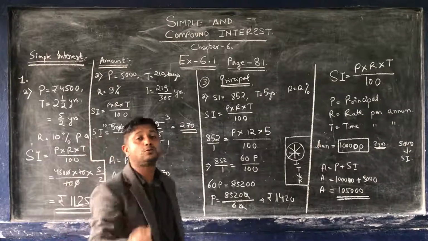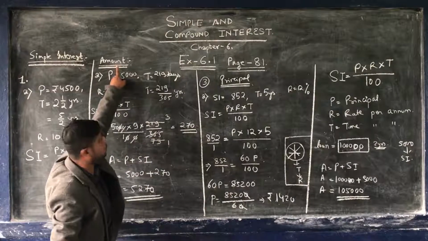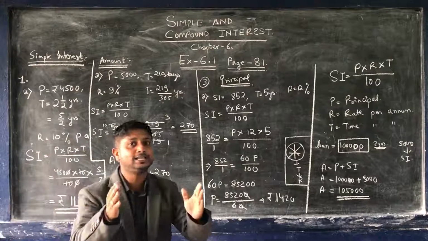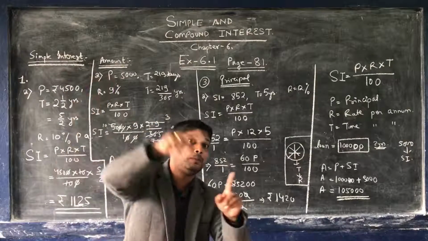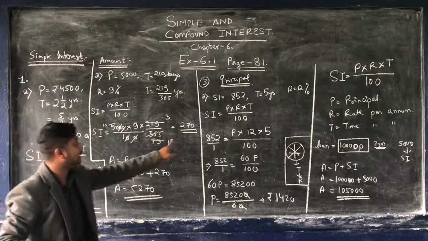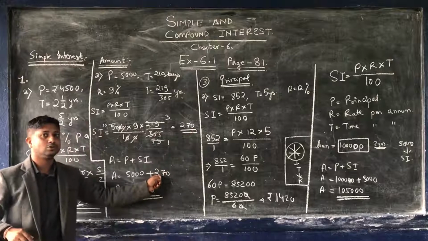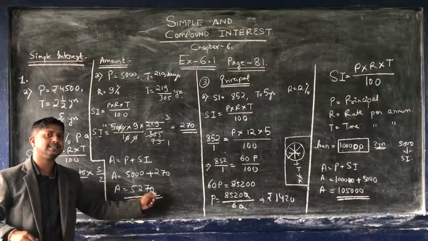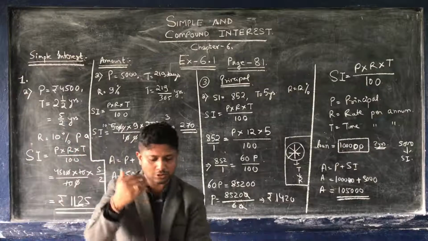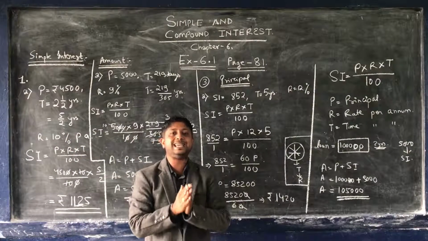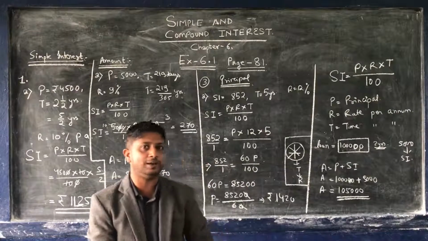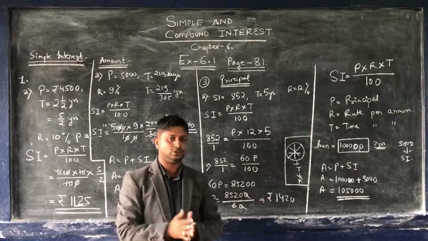What am I supposed to find out? I am supposed to find out the amount. So what is the amount? As I said, amount is the original principal plus the extra interest. The original principal was 5,000 and the extra interest is 270. So total it is 5,270. Now similarly you can do question number 2, B, C and D in your copy. A solved PDF will be generated and sent to you very soon.